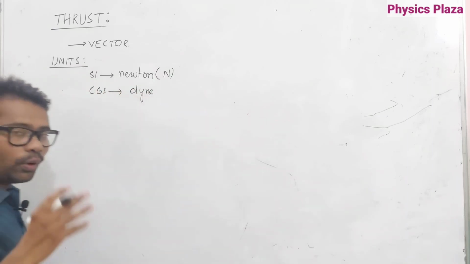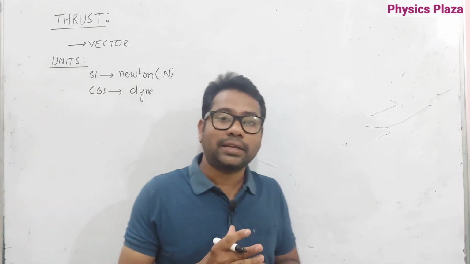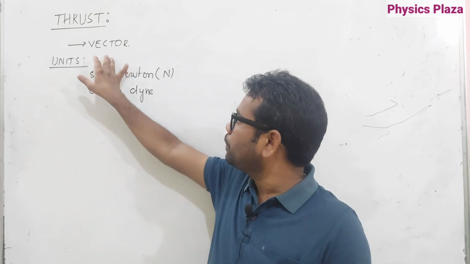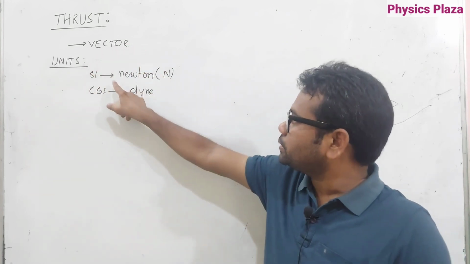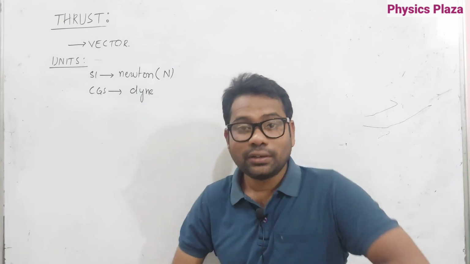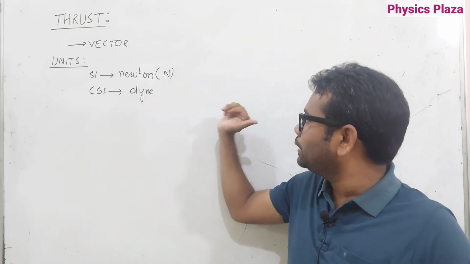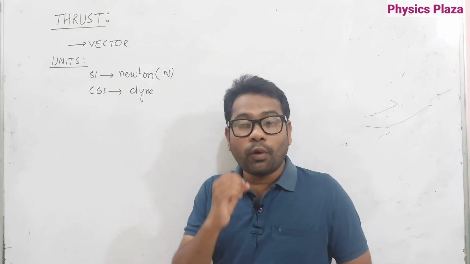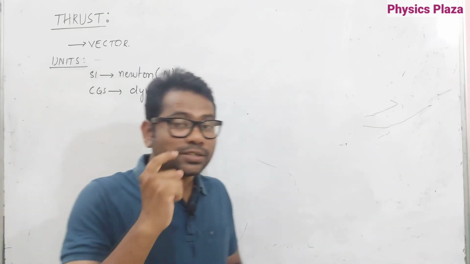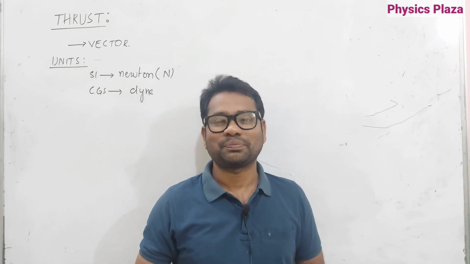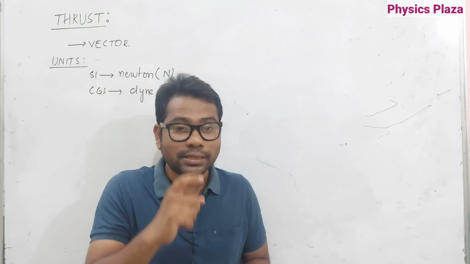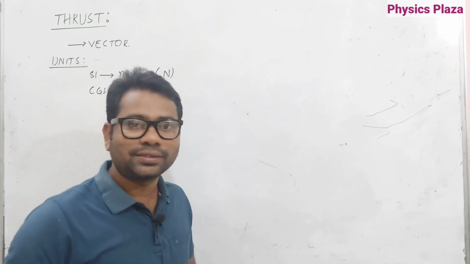Children, I repeat here. What is thrust? The force acting perpendicular to the surface is called thrust, and it is a vector quantity. Its SI unit is newton and the CGS unit is dyne. Dear children, how are newton and dyne related? Come on, think. 1 newton is equal to how many dynes? Just pause the video. Try to comment your answer. Come on, children. 1 newton is equal to how many dynes? This we discussed in the laws of motion. Got it? Yes.